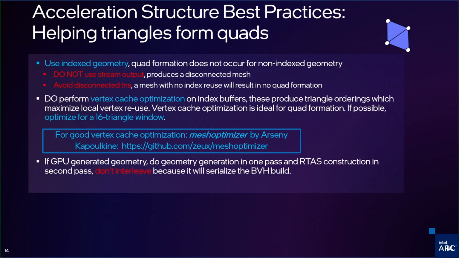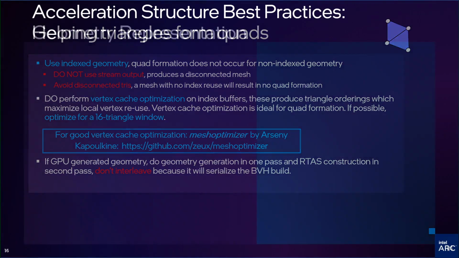Final point here is, if you are doing GPU generated geometry, do the geometry generation in one pass separately from the ray tracing acceleration structure in a second pass. Interleaving these does not allow us to get as much parallelism out of the acceleration structure generation, and so it's not going to give you as good of performance. It ends up serializing the BVH build, and you lose performance that way.